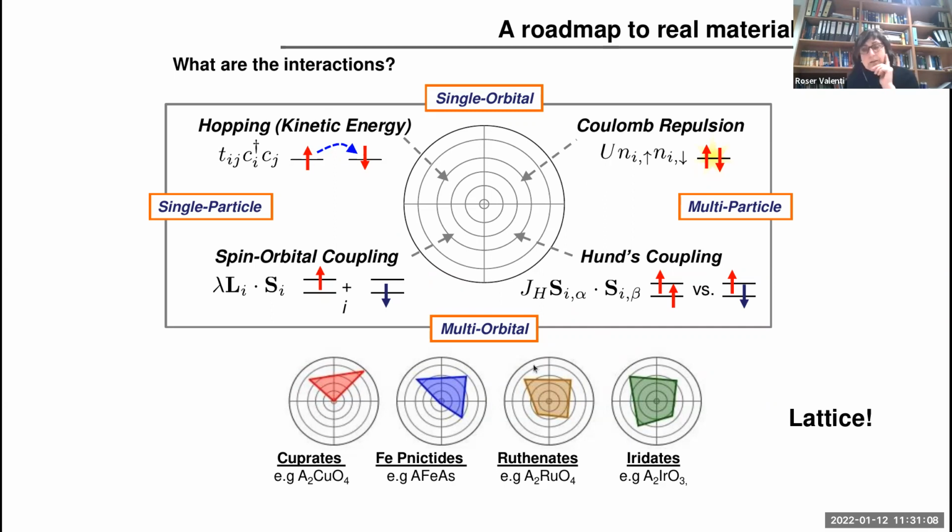And depending on the strength of these interactions that I can represent from weak to strong, we can in principle classify the material classes that we know as a function of the strength of the interactions, going from the strongly correlated cuprates up to the iridates, where we are dealing with 5d electrons. And therefore here we have a competition between these 4 interaction terms.